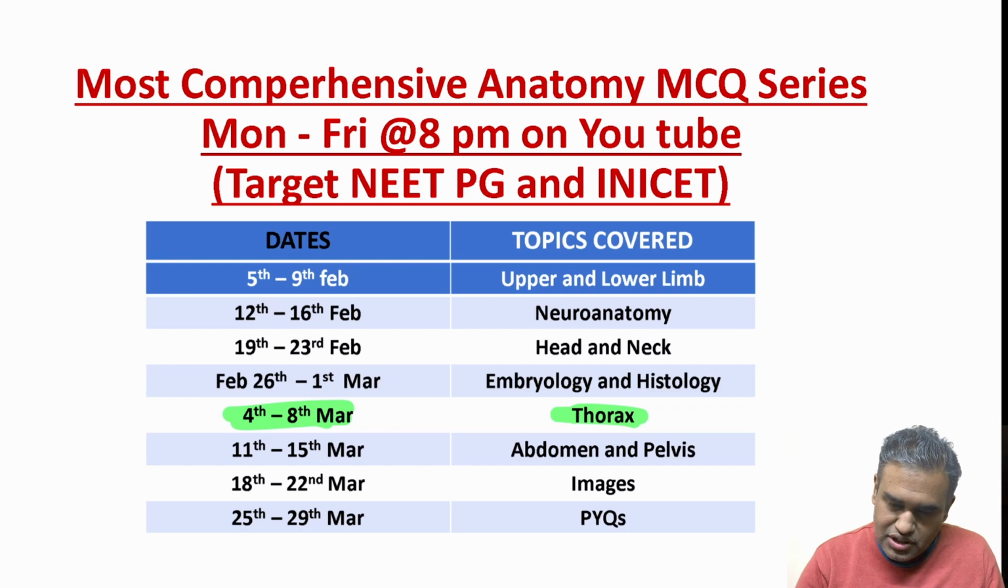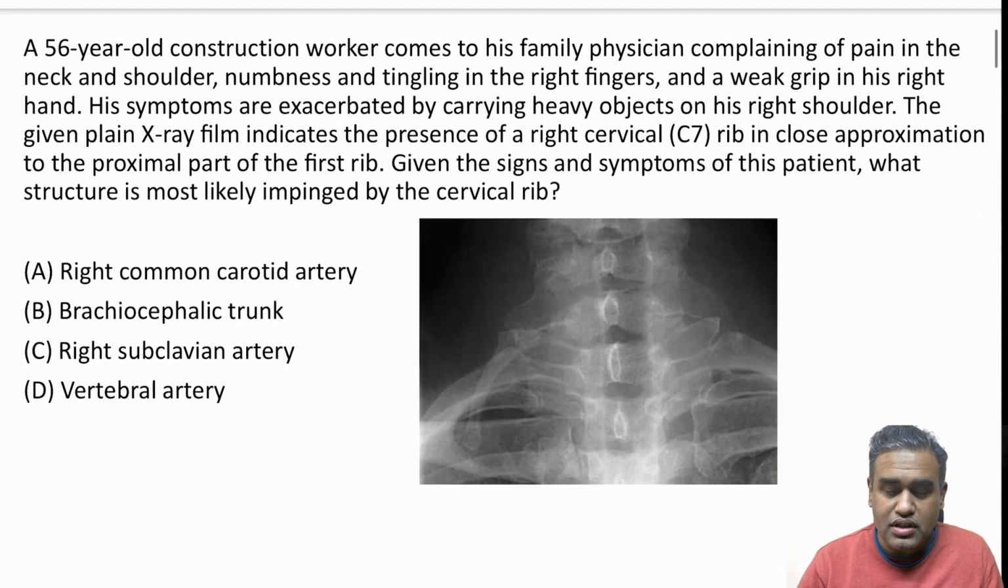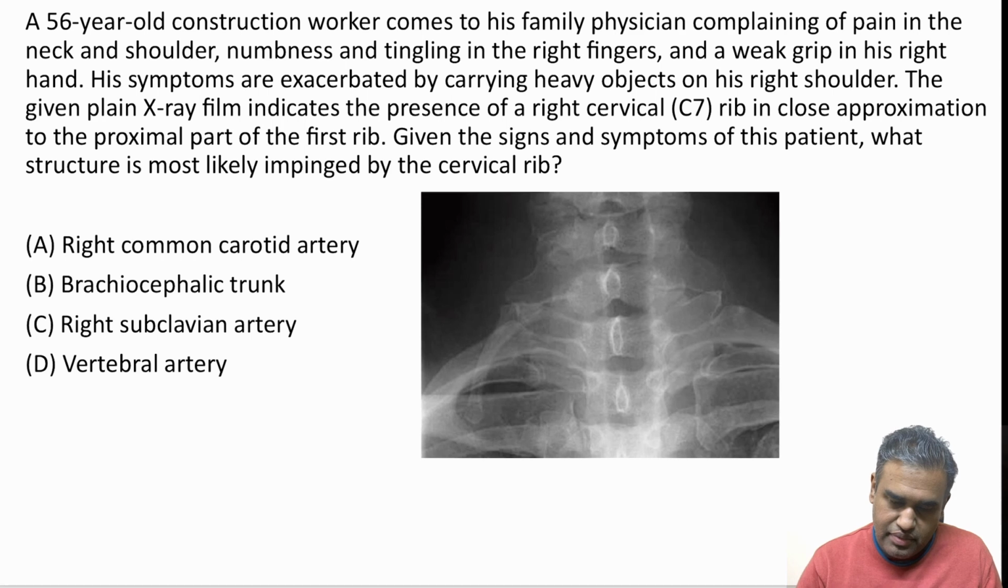So let's start the session, and here's the first MCQ of the thorax. The question goes like, a 56-year-old construction worker comes to his family physician complaining of pain in his neck and shoulder, numbness and tingling in the right fingers, and weak grip in his right hand. So there is pain, there is numbness, tingling, there is also weak grip. So both motor and sensory is involved. His symptoms are exacerbated by carrying heavy objects on his right shoulder. So there is some correlation which he has judged.